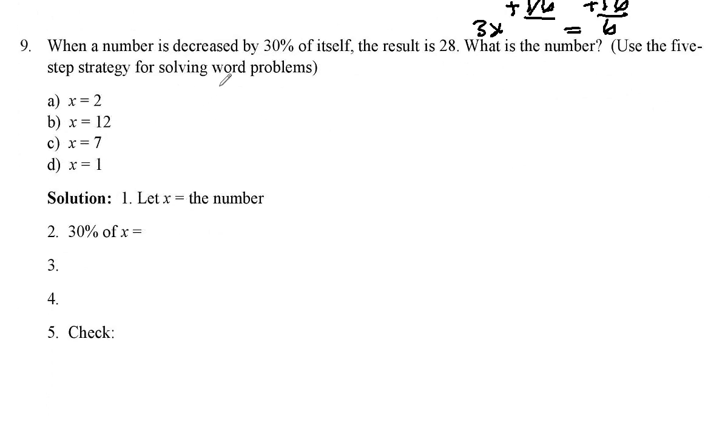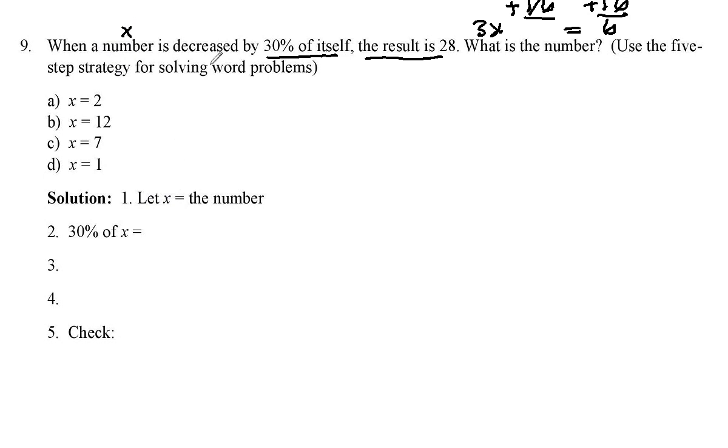Number 9, a number is decreased by 30% of itself. Okay, and then the result is 28. What's the number? And they ask us to use the 5-step strategy for solving word problems. Okay, so step 1 is to let x represent your unknown quantity. So a number, that's what we don't know. So that's going to be our x. And so x is the number.